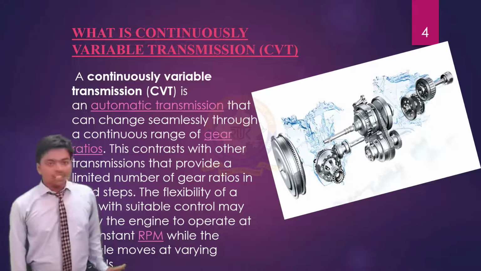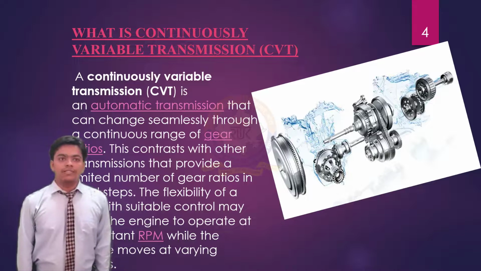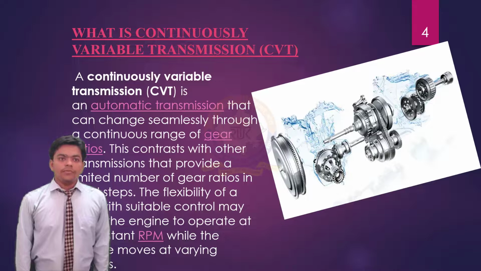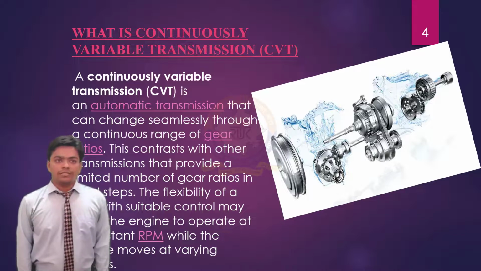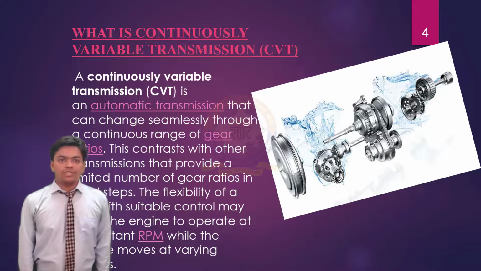Now, what is continuously variable transmission? A continuously variable transmission is an automatic transmission that can change seamlessly through a continuous range of gear ratios. This contrasts with other transmissions that provide a limited number of gear ratios in fixed steps.